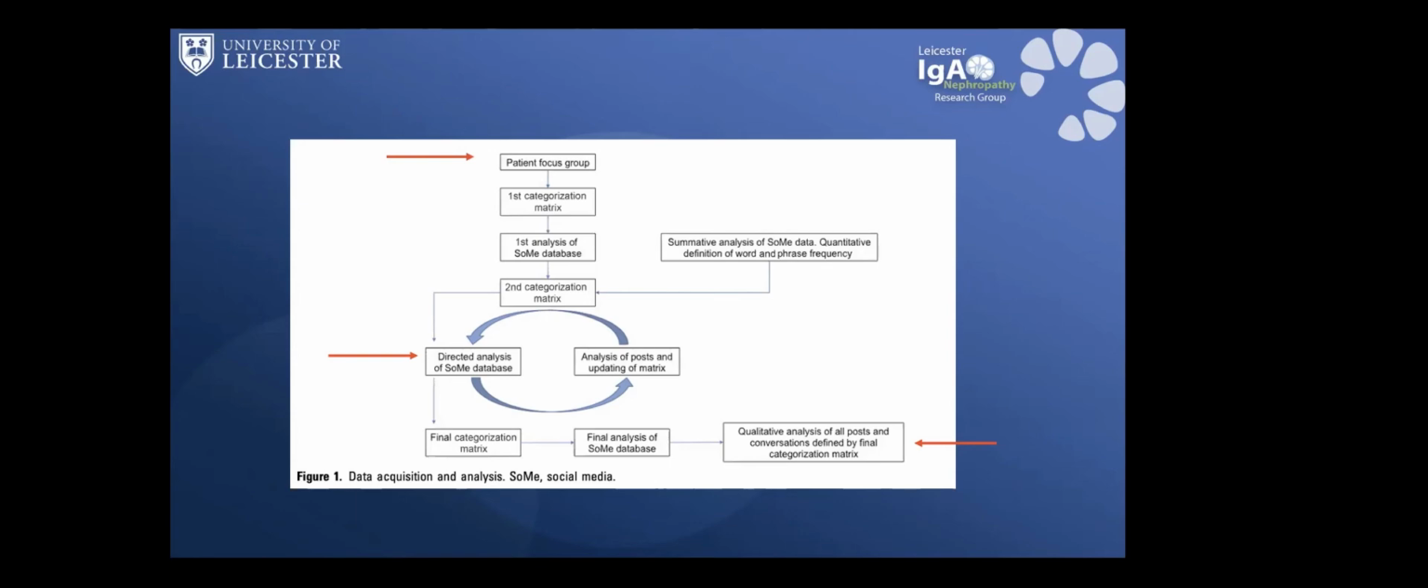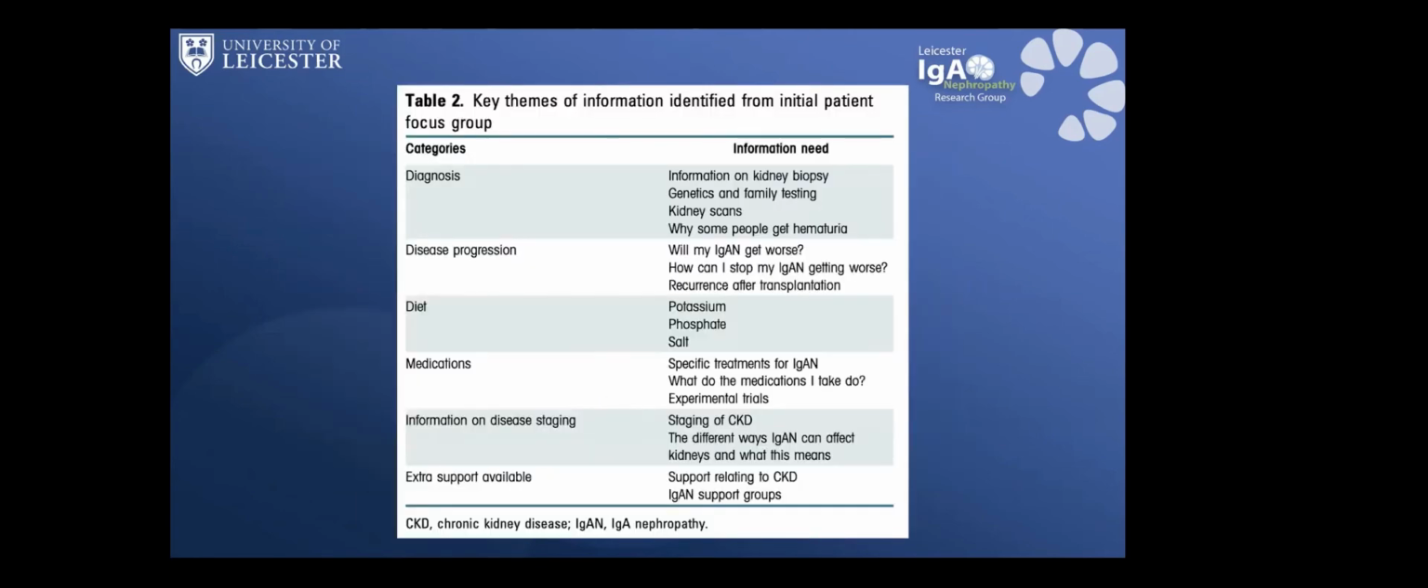So the first thing I told you we did was a patient focus group. And here are the things from the focus group that patients with IgA nephropathy, whom we'd surveyed as you would in a traditional sense, told us patients would want to know about. They told us people would want to know about diagnosis, how the disease progresses, the dietary things that might influence IgA nephropathy, what medications there were for IgA, information on staging, and what support was available. Okay, so that's what patients told us from the focus group.